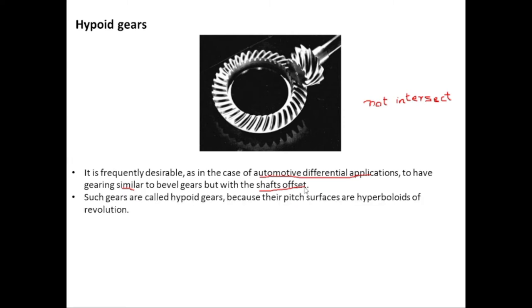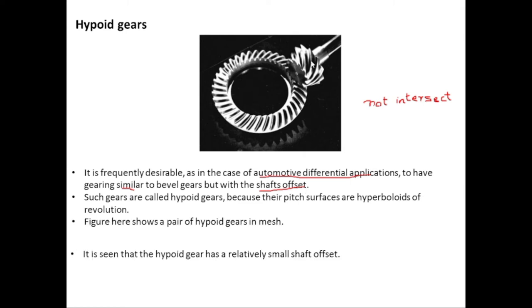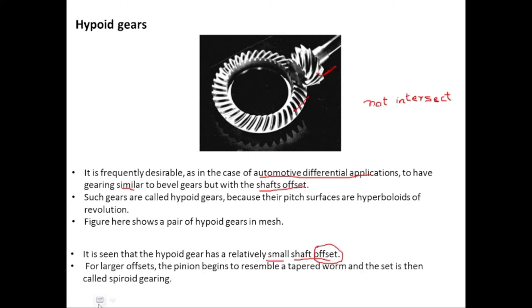The pitch surface of this gear is a hyperboloid of revolution. Another important thing is that the offset distance is very small. Now if we want to increase the offset distance, the same type of gear will resemble a tapered worm, and this type of gear is called spiroid gear.